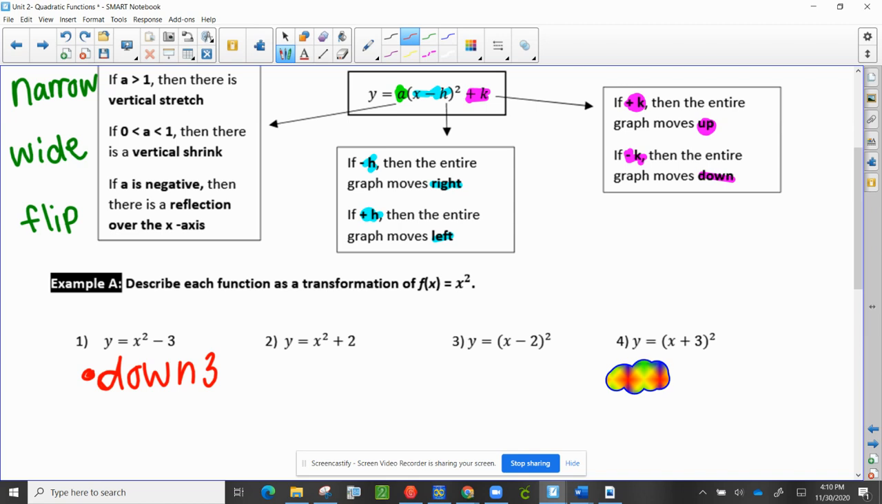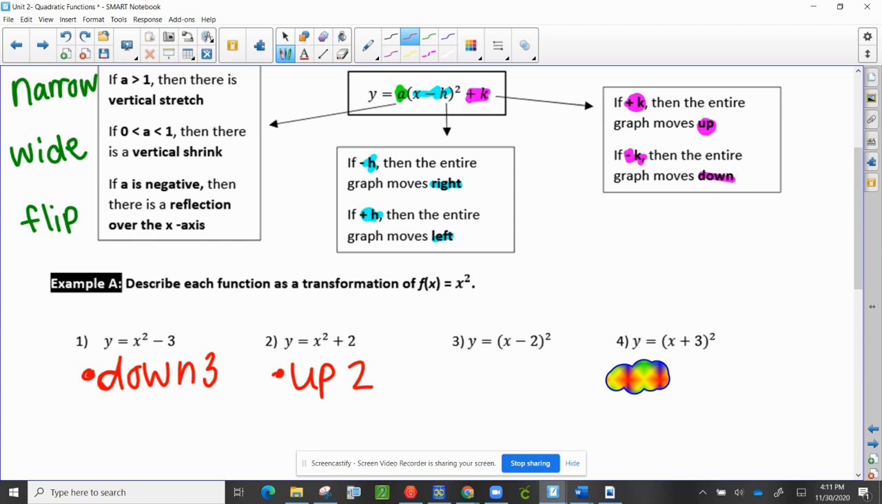So let's look at number 2. What's number 2 going to do now if it's x squared and then plus 2? Hopefully you said to yourself, since it's a plus, that's going to shift the graph up. Goes up 2. So if you don't see any parentheses, then it's just your up or down shift. If it's outside of the squared term, up or down.